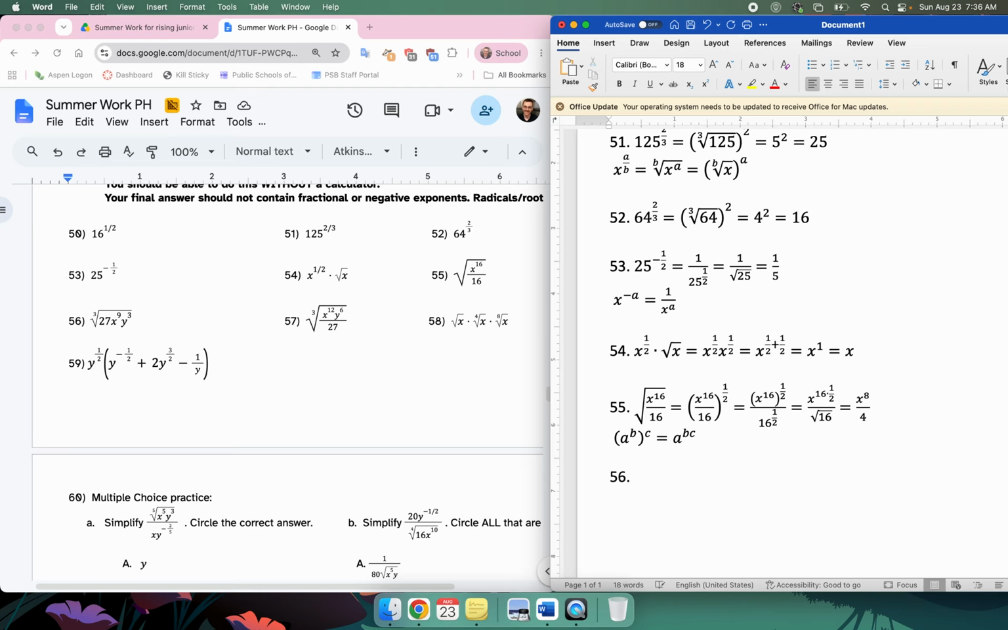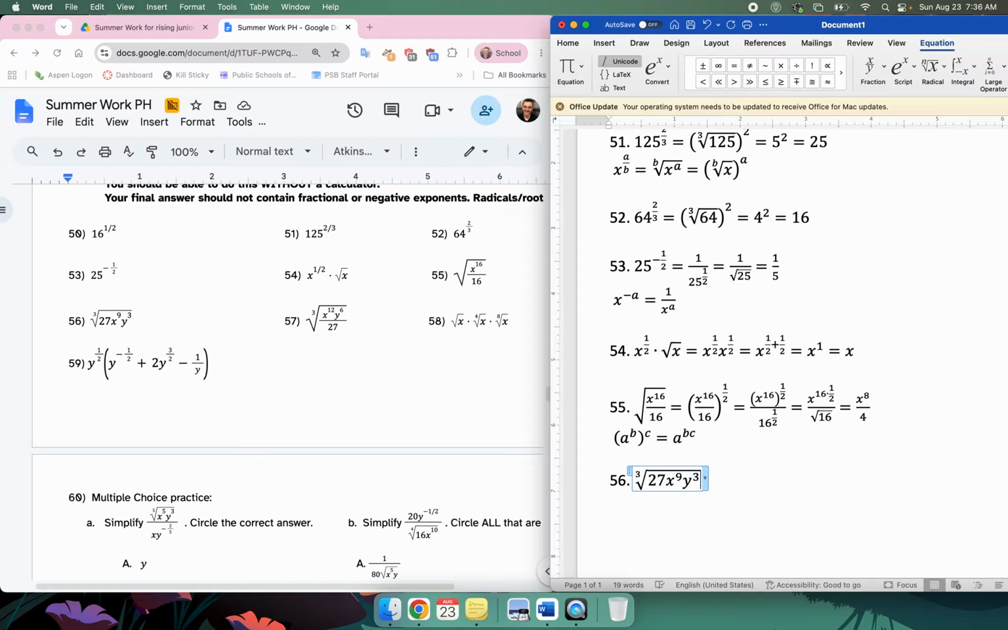56, I have the cube root of 27 x to the 9, y to the 3rd. So I would say that there's a couple of things here. For one thing, you might think of it this way. Certainly, you could say to yourself, taking the third root of something is like raising it to the one-third power.